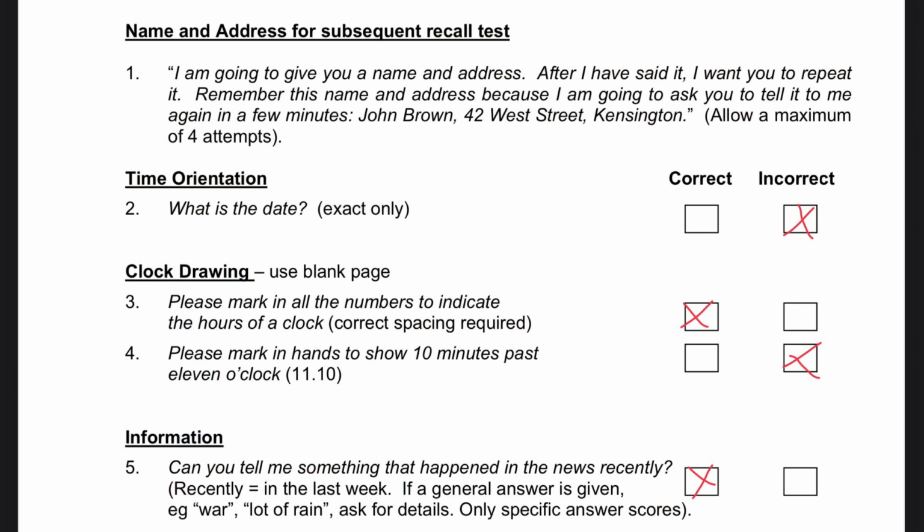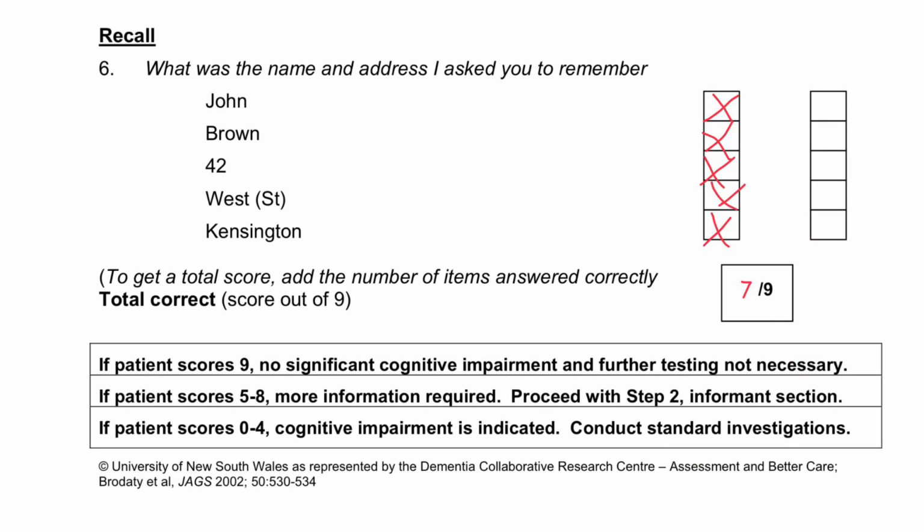Here is Edmundo's GP-COG score for the first half of the patient examination portion. And here's the second half of his score for the patient examination portion. He scored 7 out of 9, which means that further evaluation and investigation is indicated, and we will move on to step 2.